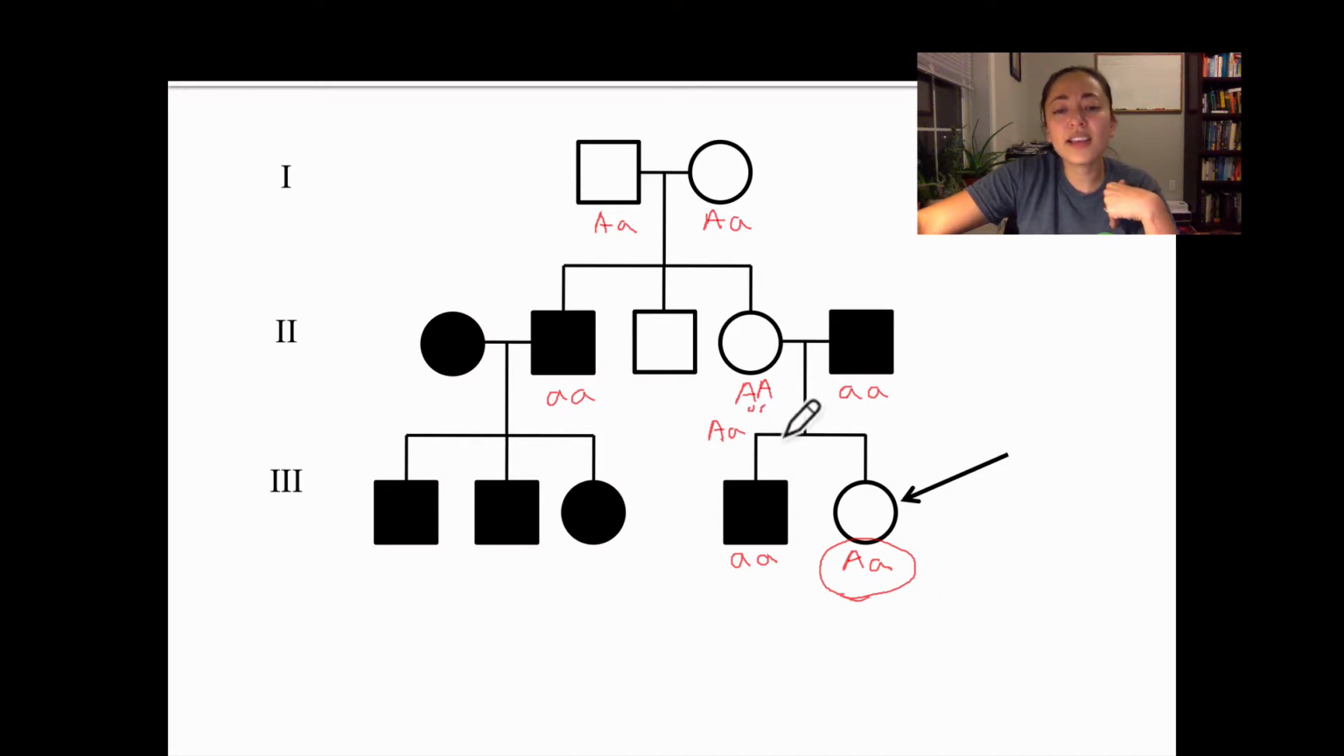Oh, wait a second. We actually know what this female could be too, because look at her offspring. She produced an offspring that had two little a's. So this female must be also heterozygous. So once again, always look at the parents and always look at the offspring, and sometimes that can give you information and let you know what the genotype of an individual is.